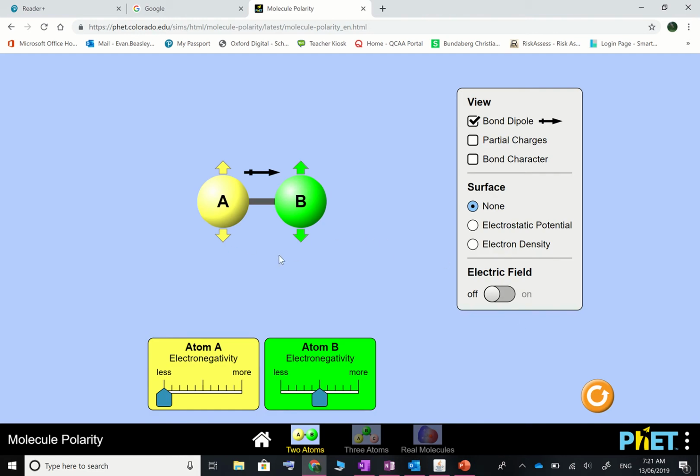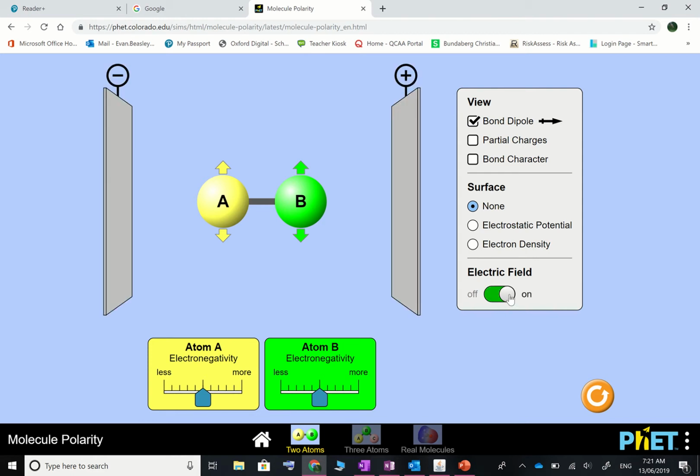So if we have a look here, we've got two atoms, atom A and atom B. Now, these two atoms have the same electronegativity. So remember, electronegativity is the tendency of one atom, or the ability of one atom to attract electrons over another. So if I consider the electric field, the molecule is not going to change direction or align itself with any particular plate. So if I put that one there and put that one there, nothing happening.